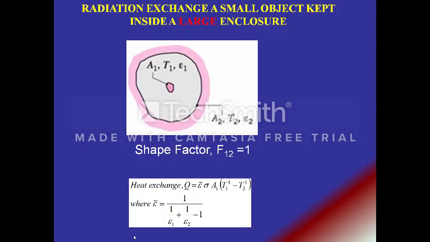So from 1 to 2 it is 1 actually. All the energy which is leaving surface 2 will not fall on the small object 1. So the shape factor from 1 to 2 is equal to 1. In this case, heat exchange Q is equal to epsilon bar into sigma into A1, please note A1 is the area of the small object, into T1 power 4 minus T2 power 4. And epsilon bar is equal to 1 by epsilon 1 plus 1 by epsilon 2 minus 1.